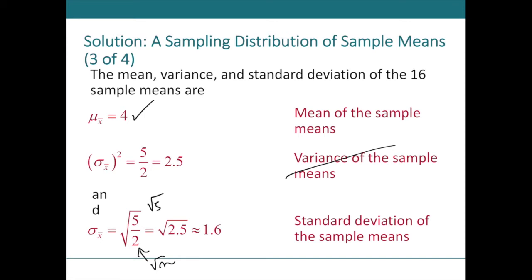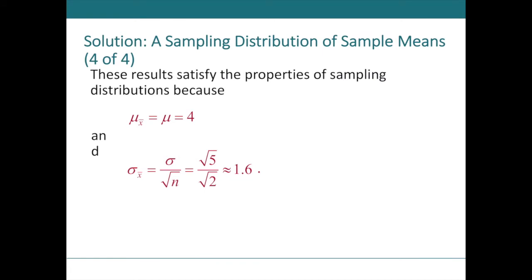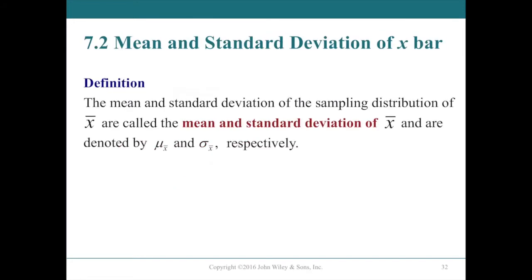So the standard deviation, which was already given, was square root of 5. So we took the square root of 5 divided by the square root of 2, just another way to write it, and that works out to be 1.6. It's a little bit smaller than what we saw before. It's less than 2.2, which was the basic population standard deviation. And we just repeat ourselves and see the same exact results.